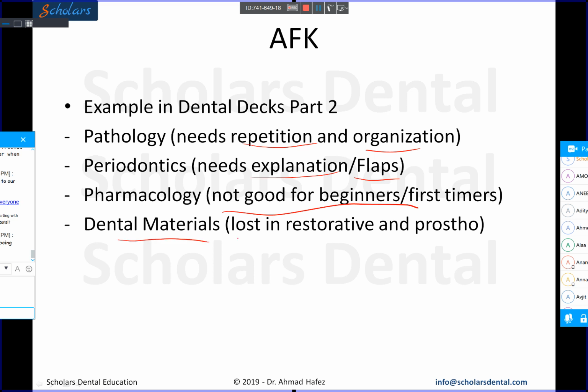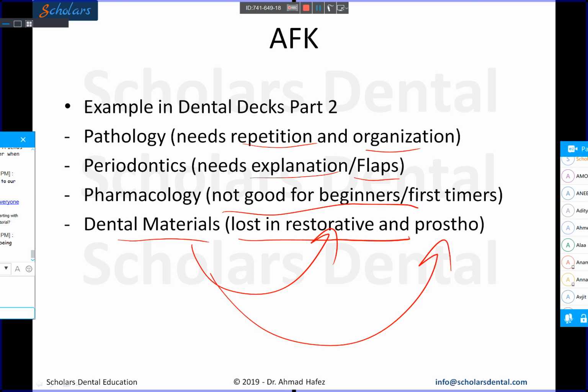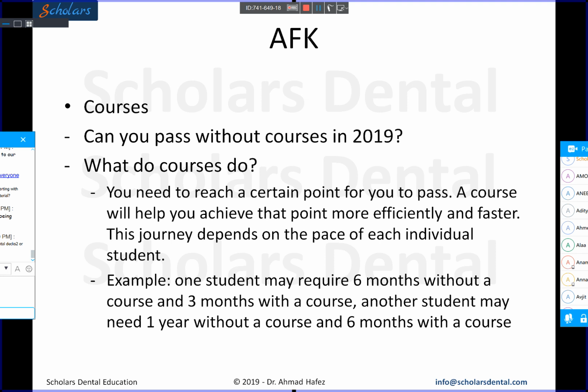Dental materials, oh, it's lost. Okay, you have some in the restorative section and some in the prosto, and it's all over the place. We've already organized all that in one book. Okay, so pretty much, I think the pathology is good. I think the perio is good as well, but it's hard to understand if you don't know flaps, and the explanation is difficult.